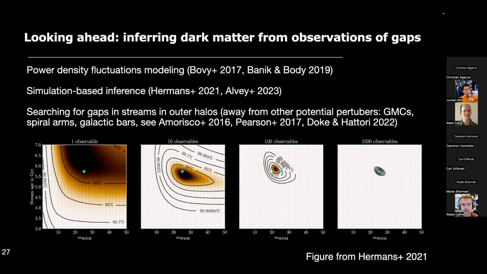However, it's still difficult to actually go from, I observe the gap in the stream, to saying something about dark matter. But once we have samples of this with Roman, Rubin, and Euclid, we should probably be able to distinguish between different dark matter models.